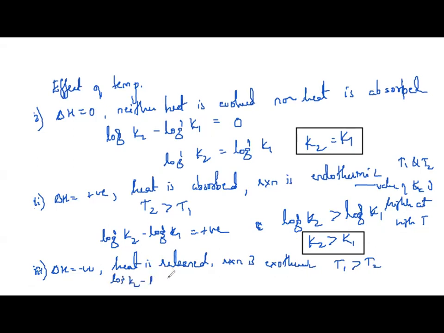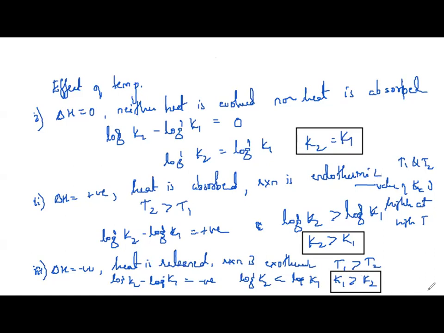Therefore, log K2 minus log K1 becomes negative, or log K2 will be less than log K1. Or I can say K1 is more than K2, or K2 is less than K1. This is possible when delta H is negative. What does this mean? It means that the value of the equilibrium constant is lower at high temperature.